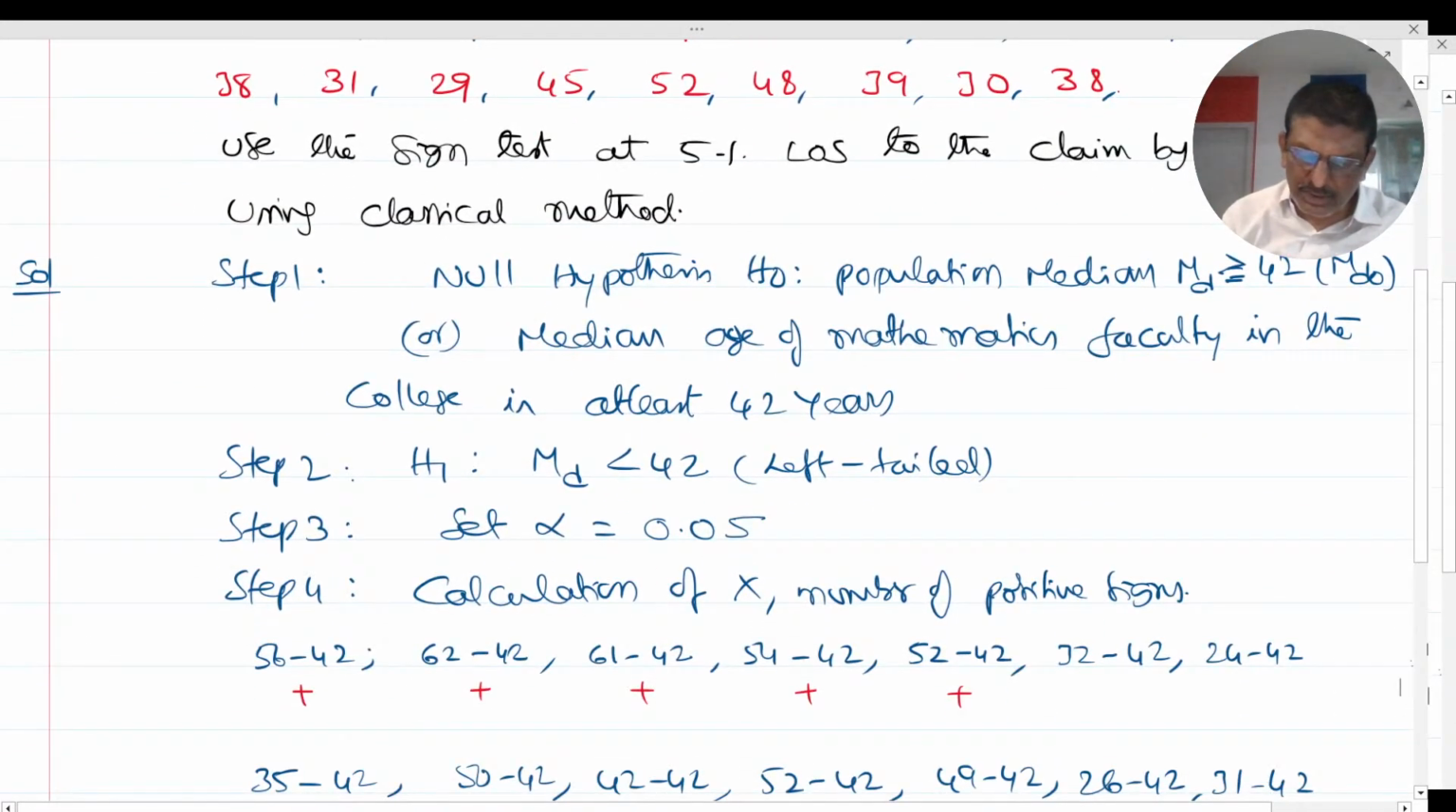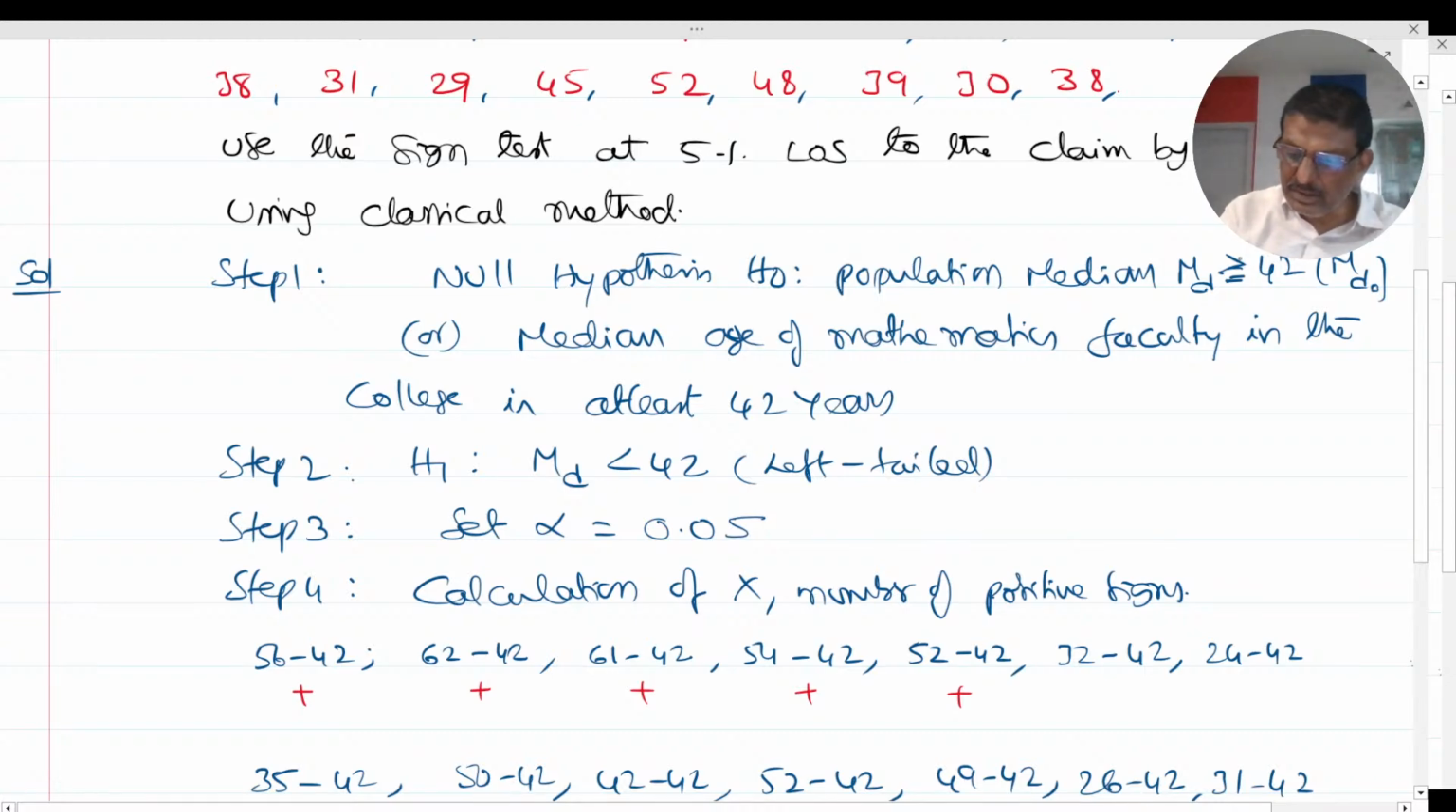Set up the null hypothesis H naught: the population median is greater than or equal to 42, that is MD naught, or the median age of mathematics faculty in the college is at least 42 years. Step 2, H1: MD is less than 42. Left tail test.